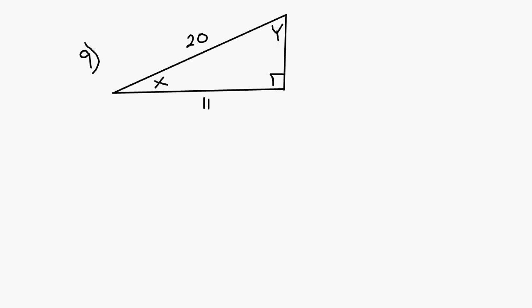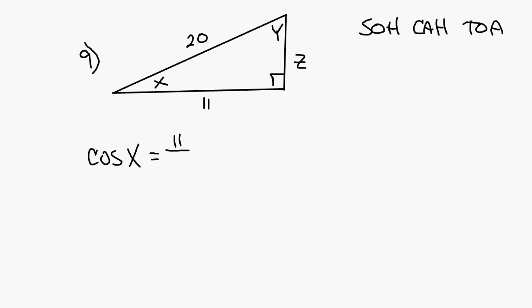So if we solve for angle X first, we're working with adjacent and hypotenuse. Adjacent and hypotenuse is a cosine ratio. So cosine of X equals adjacent over hypotenuse, which means the measure of angle X, if we go cosine inverse of 11/20, will give us the measure of angle X.